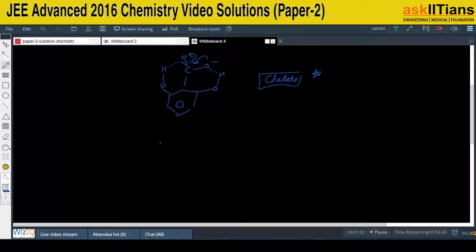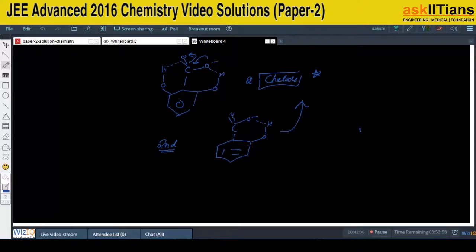Also, if I come to the second case, you can write the same thing. You will have COO minus and you have an OH group. Here also there is a chelation, but in the first case two chelate rings were formed, and in the second case just one chelate ring is formed. Also we know that a +R group is going to reduce the acidity. Why is this so?